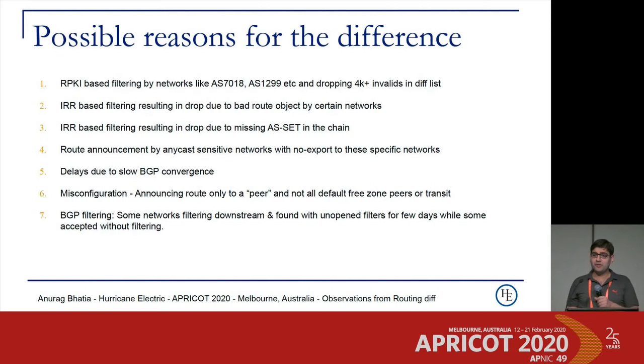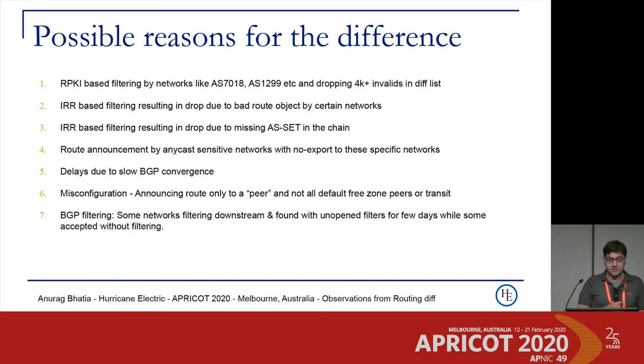So, possible reasons for this difference in the number of routes. As I already said, with RPKI-based filtering, they would be dropping somewhere close to 4,000 routes. So you can easily assume that 4,000-plus routes would differ at this point in time across the backbones which are filtering versus which are not filtering.